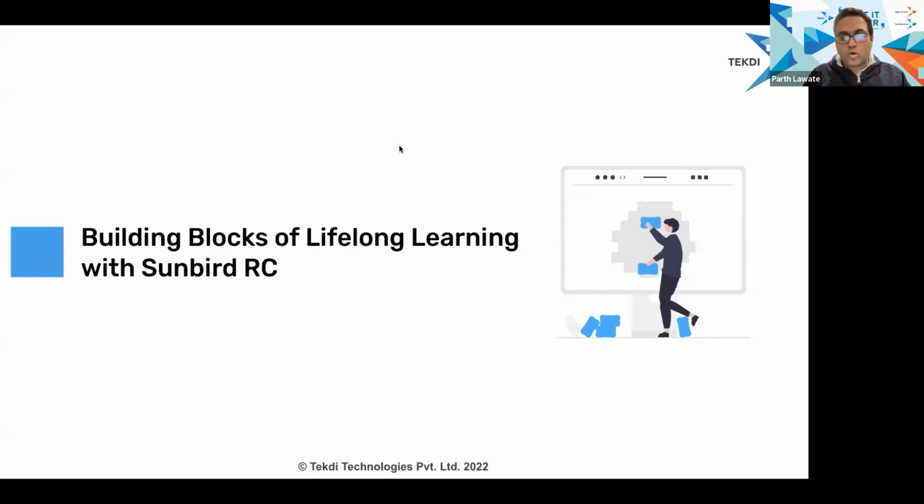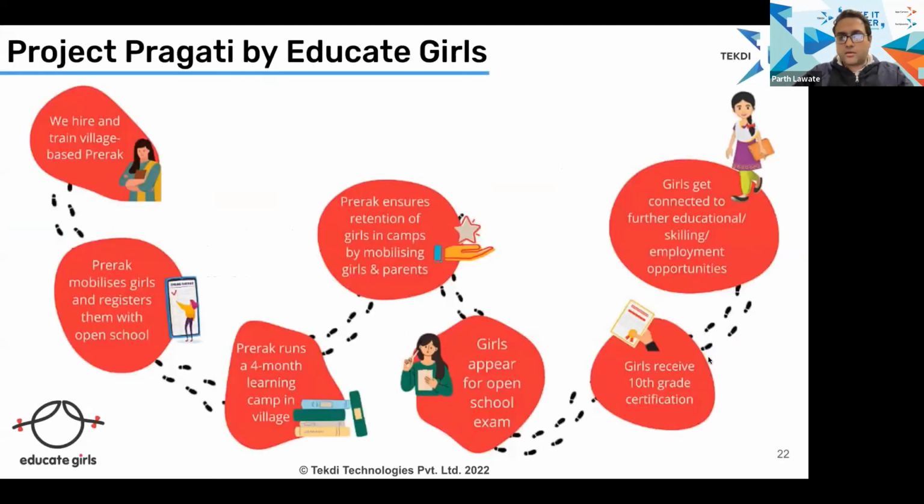But today I'm here to talk about adoption, and I'm going to talk from an adopter's perspective, where we have tried to implement some real-world projects using Sunbird RC. Specifically today, I'm going to talk about some of the solutions we have done in the area of lifelong learning. So I'd like to start with the use case where we have deployed Sunbird RC to power a program called Project Pragati by a non-profit called Educate Girls.